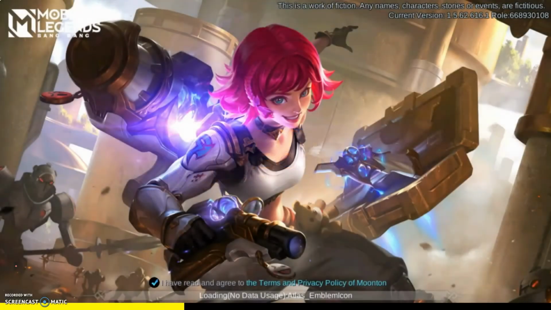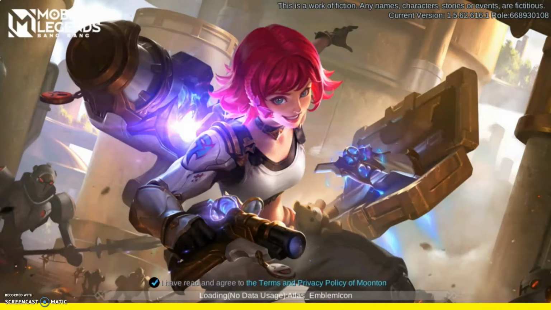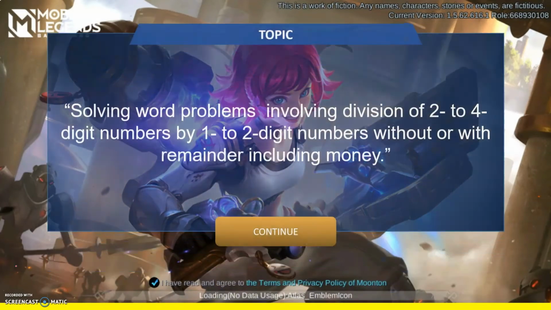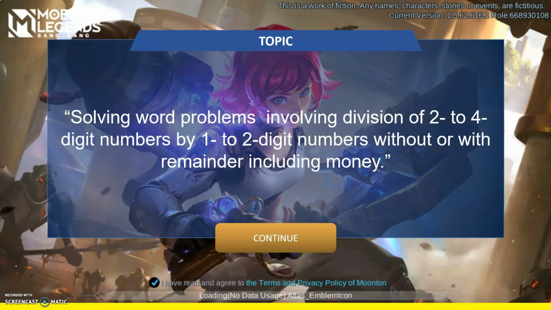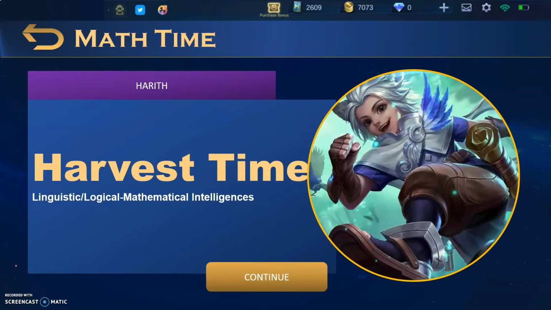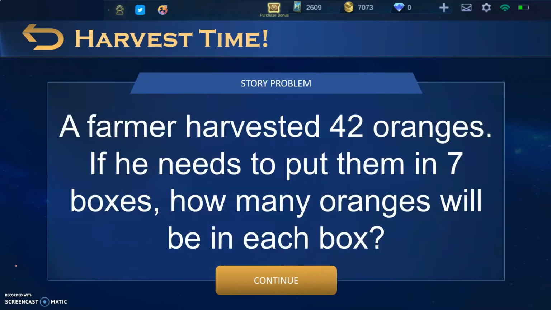For today's session, we'll be discussing solving word problems involving division of 2 to 4 digit numbers by 1 to 2 digit numbers without or with remainder, including money. Now let's start with our story problem about harvest time.